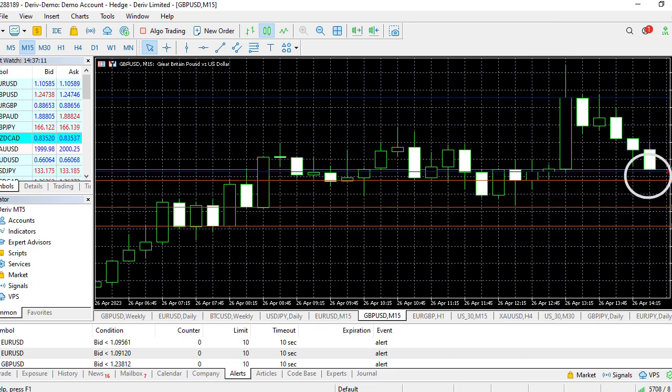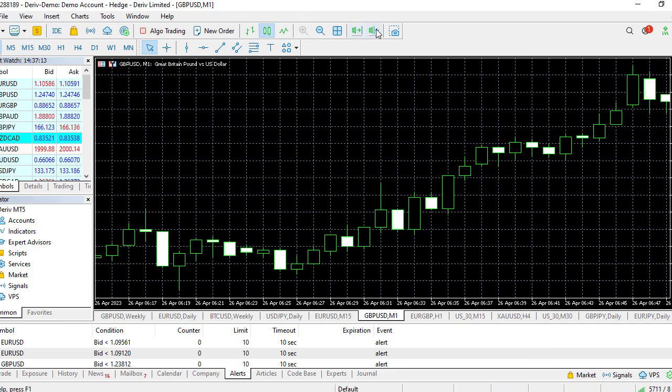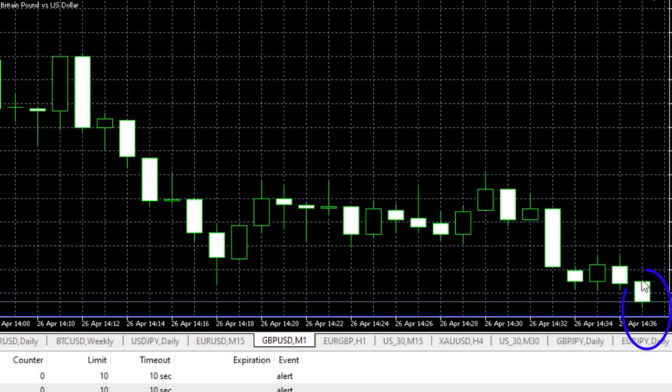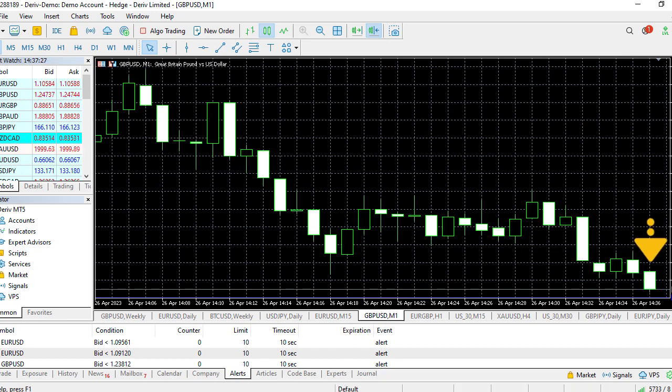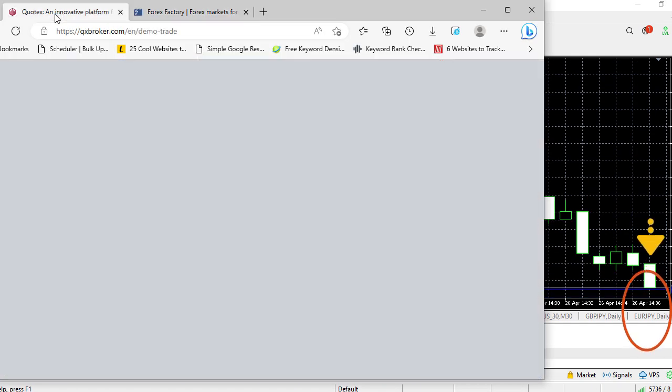So what I'll do, I'll switch to 1 minute. It seems we're already there. While I'm switching to 1 minute, I want to see exactly how it happens in 1 minute. I want to see exactly how it touches it in 1 minute. You understand? Because on the Quotex side, okay, it has touched it.